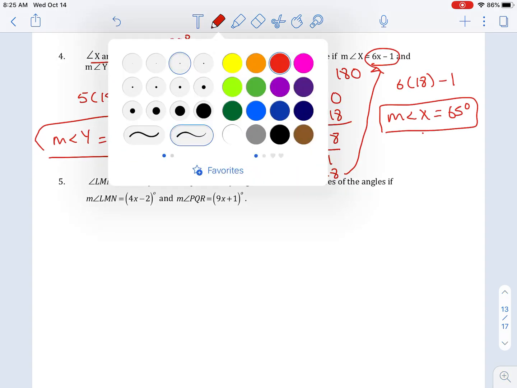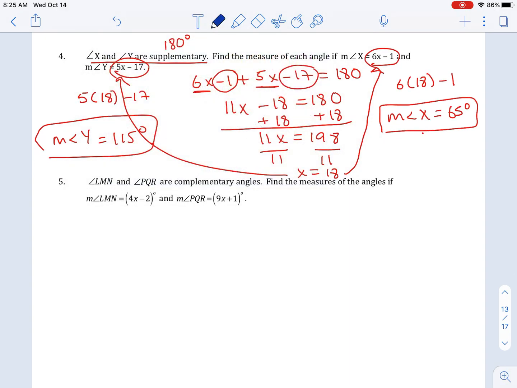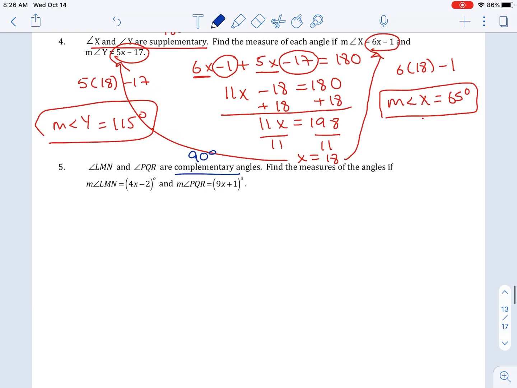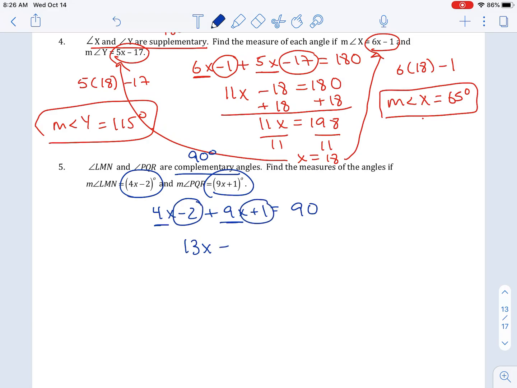Okay, next one. The next one says the angles are complementary. So as soon as you see that word, you want to be thinking they add up to 90. So here are the two angles. So I'm going to add them together, and it's going to add up to 90. Okay, let's combine these like terms. 13x minus 2 plus 1 is going to give me minus 1. Okay, add 1. Oops. 13x equals 91. We're going to divide, get x equals 7.